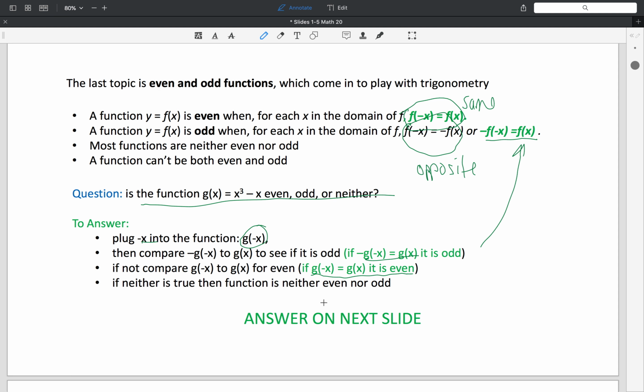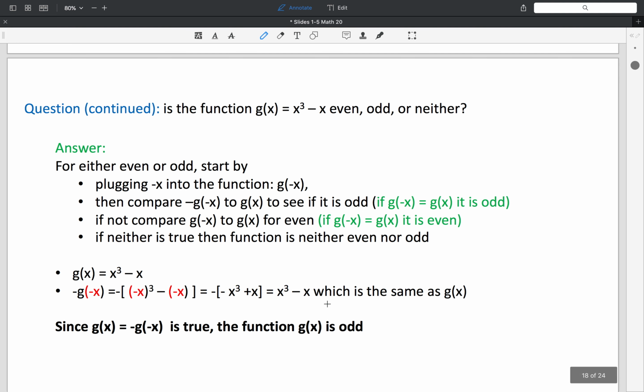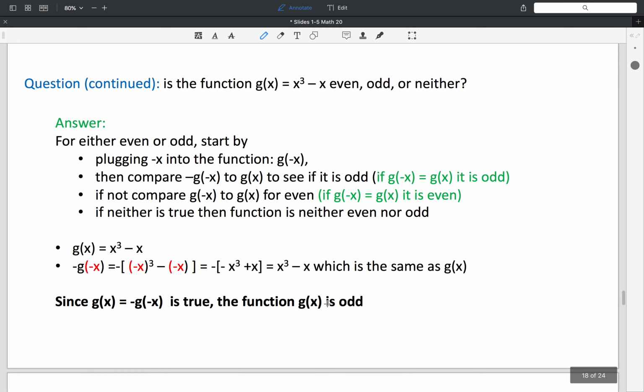And if neither is true, then the function is neither odd nor even. I'm going to let you try to answer that. The answer's on the next slide, so I'm going to hit pause. You should hit pause. I'm going to go to the next slide. Okay, so here's the answer.